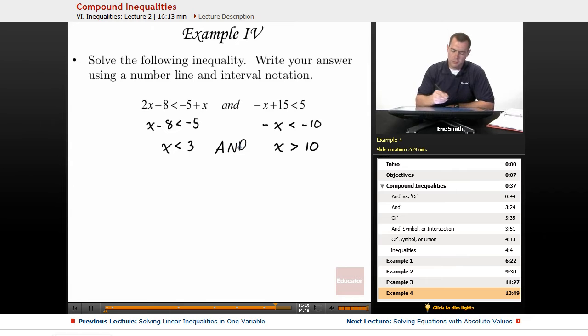Now this one actually poses a problem. When we're dealing with and, it must satisfy both of these conditions in order to be included. And if you start thinking, well, what numbers are less than 3 and they are also greater than 10, you'll see that you don't get any numbers. You can't be both things at the same time. They're both in completely different spots on our number line.